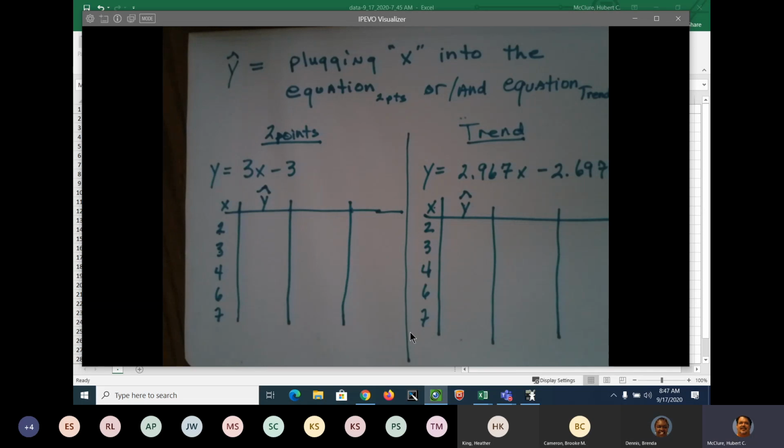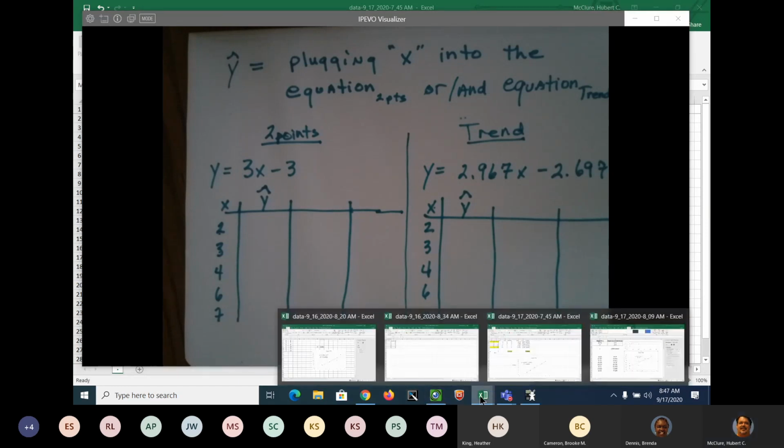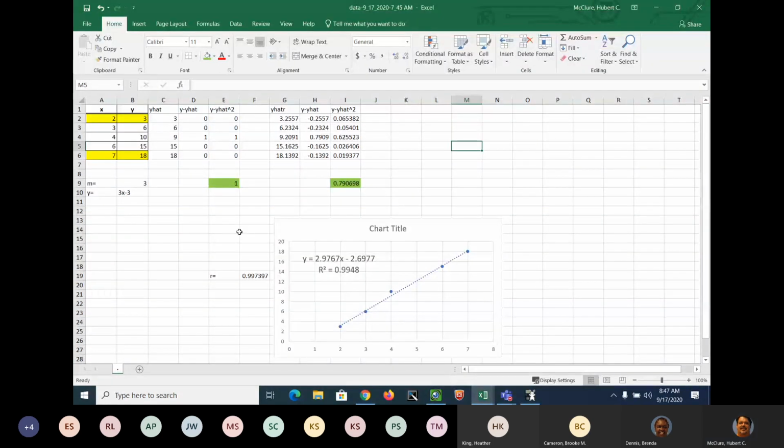Okay, so if you plug those in, this is what you got. Here is the y hat, and let me put y hat, and I'm going to put parentheses, 2 points, close parentheses.